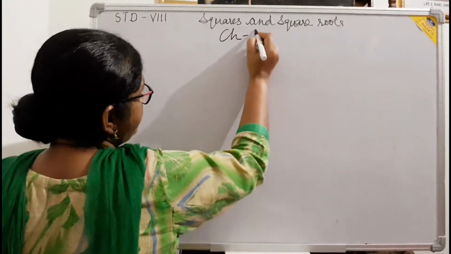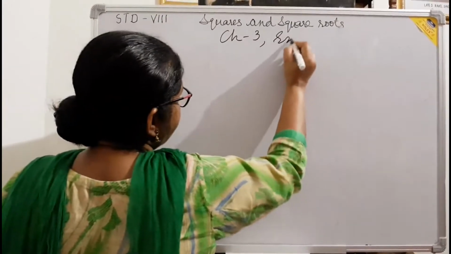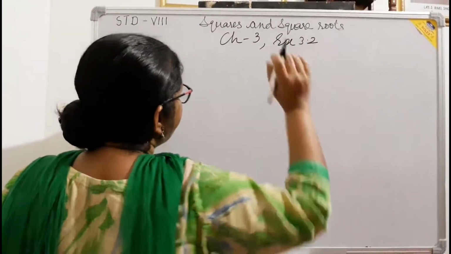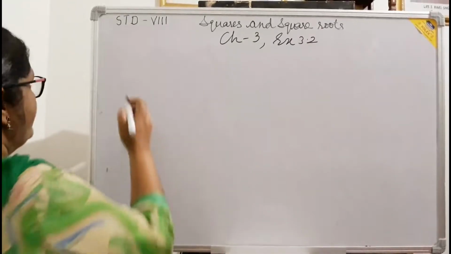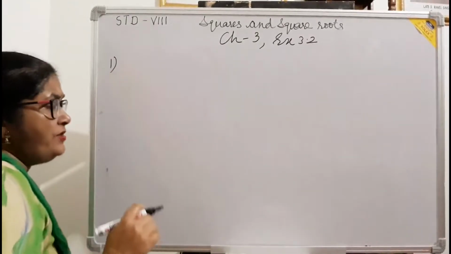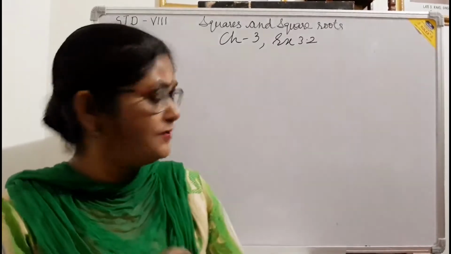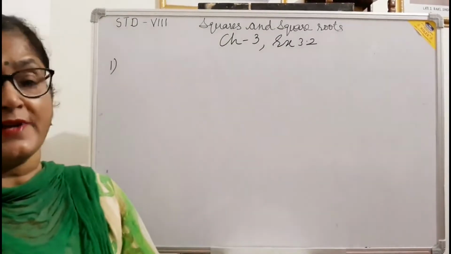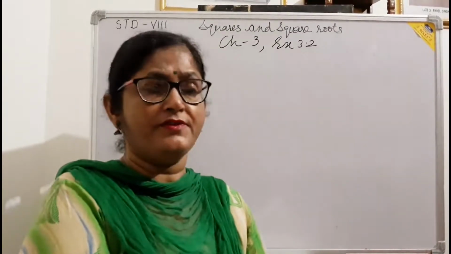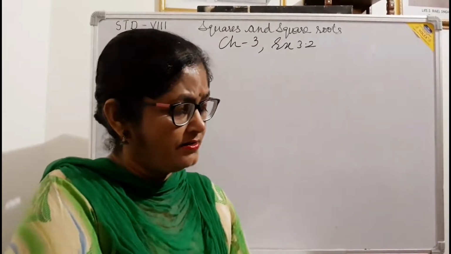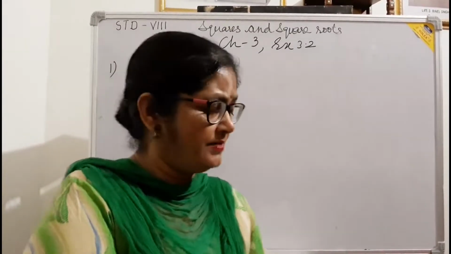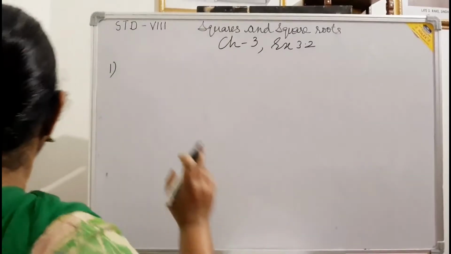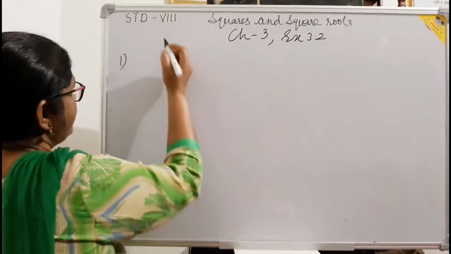Chapter number 3 and exercise 3.2. 3.1 is not in the syllabus. Now there are two methods to solve square roots. The first method is prime factors. You have already done it in 5th and 6th class. And there is one division method. But today we will do only the prime factors method.